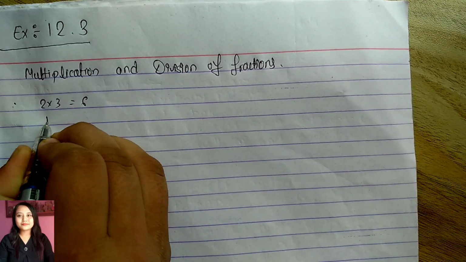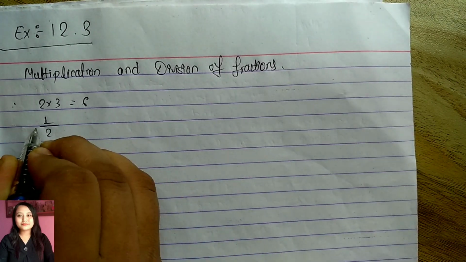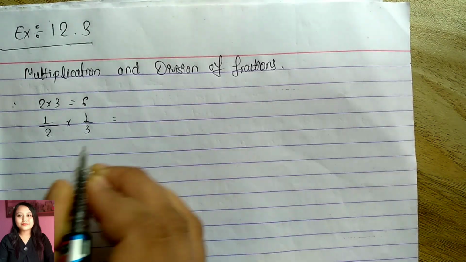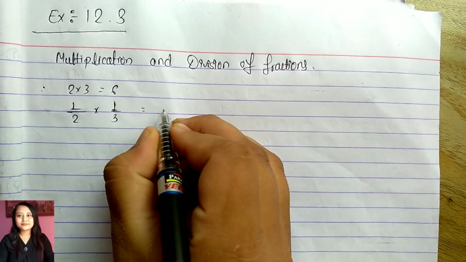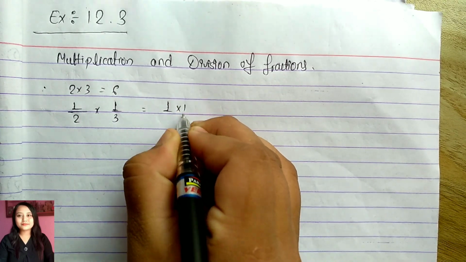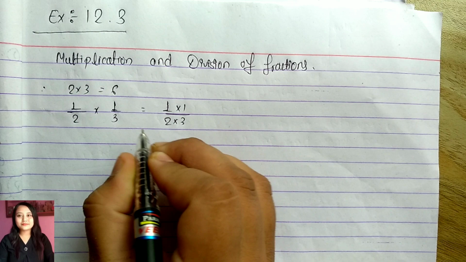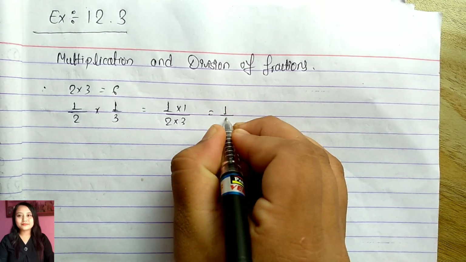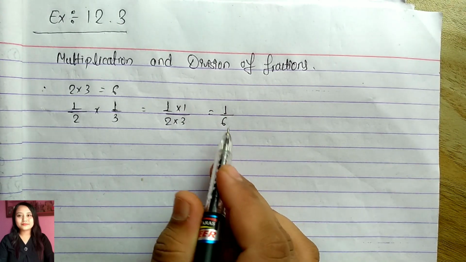Now we need to know how the multiplication of fractions works. Suppose here 1 by 2 is there, into 1 by 3 is there. So how will this be multiplied? We need to know about this. Here we'll simply multiply 1 into 1 and 2 into 3. The numerators will be multiplied with the numerator, and the denominator will be multiplied with the denominator. So 1 into 1 is 1, and 2 into 3 is 6. So the final result of the product is 1 by 6.